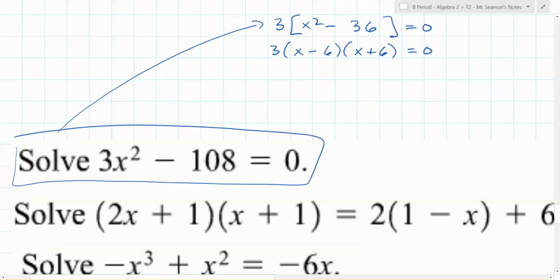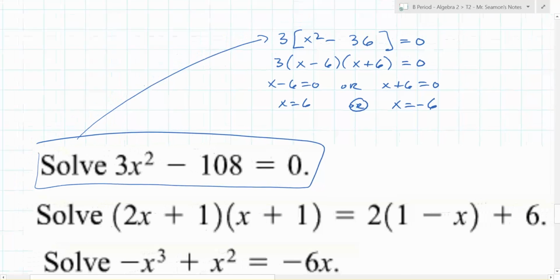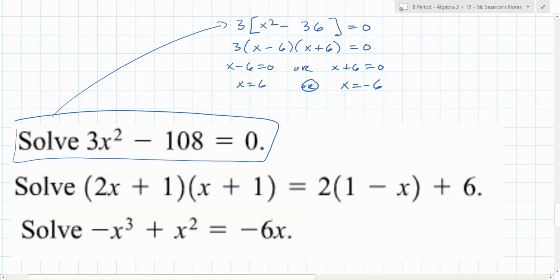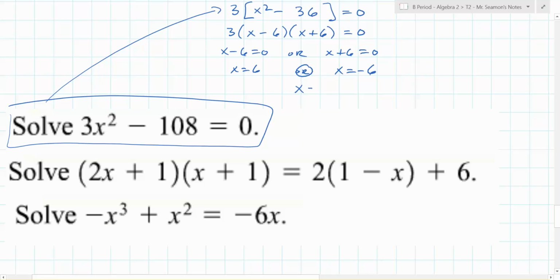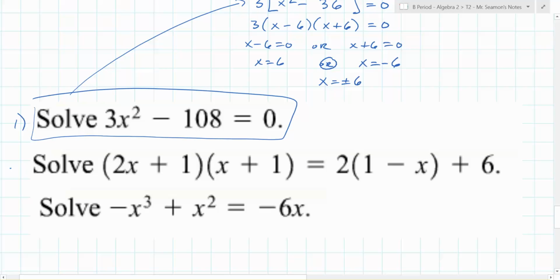Do we care about that 3 anymore? No, because can 3 turn it into 0? No, because 3 by itself isn't 0. So what are the two things? What's the or statement, Hannah? X minus 6 equals 0 or x plus 6 equals 0. So x is equal to 6 or what? X is equal to negative 6. Exactly. Could you write that as x equals plus or minus 6? You could. Absolutely.